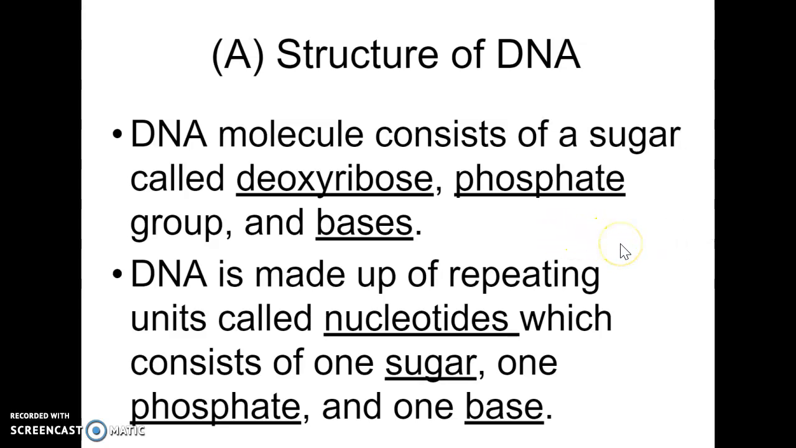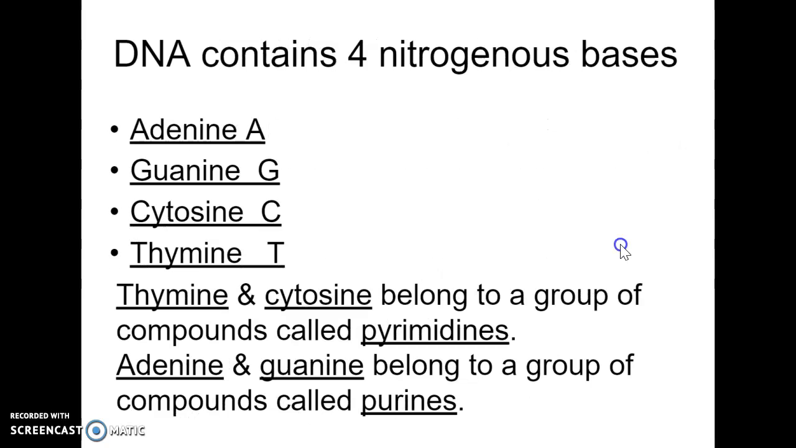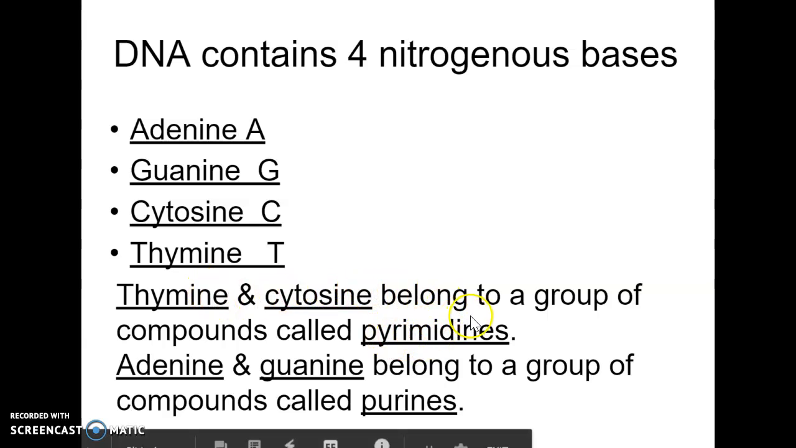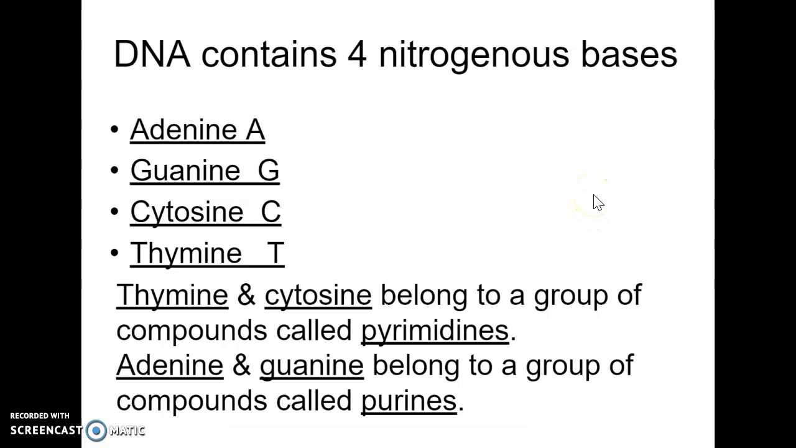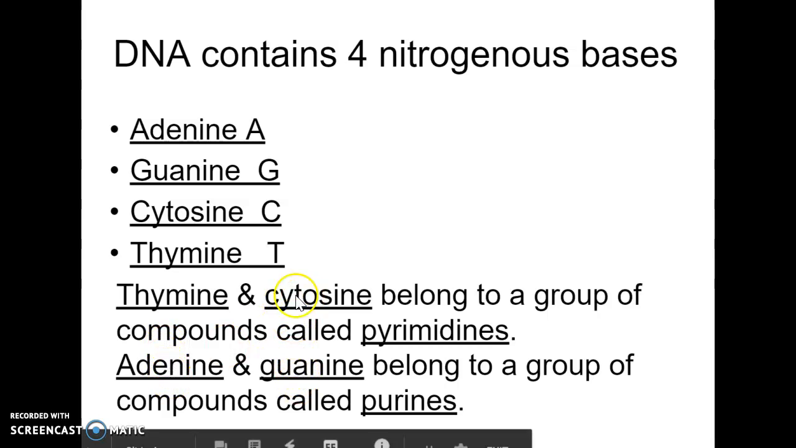So DNA is made up of repeating units called nucleotides, which consist of one sugar, one phosphate, and one base. And in DNA, that is deoxyribose for the sugar. Our bases are adenine, represented by A, guanine, G, cytosine, C, and thymine, T. Thymine and cytosine belong to a group of compounds called pyrimidines, and adenine and guanine belong to a group called purines. Thymine is going to go with adenine, and guanine and cytosine are going to go together. You always have a pyrimidine linking up with a purine.